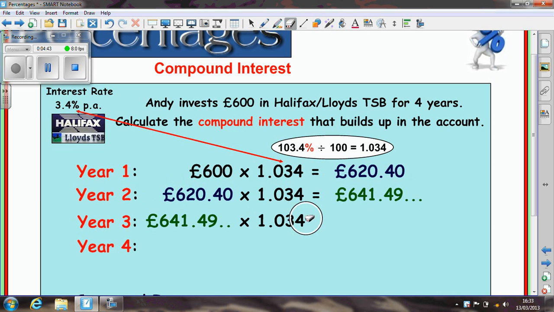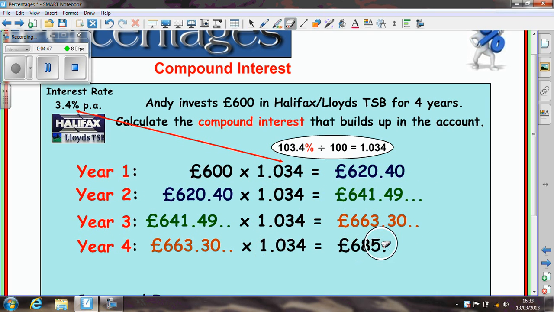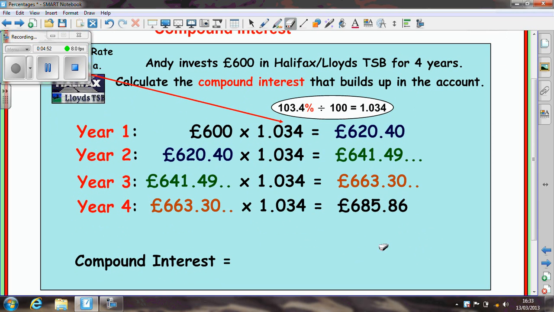You keep multiplying. And at the end of year 4 you get £685.86. Again, to work out the compound interest, do a takeaway, and the bank gave you £85.86 over the 4 years.